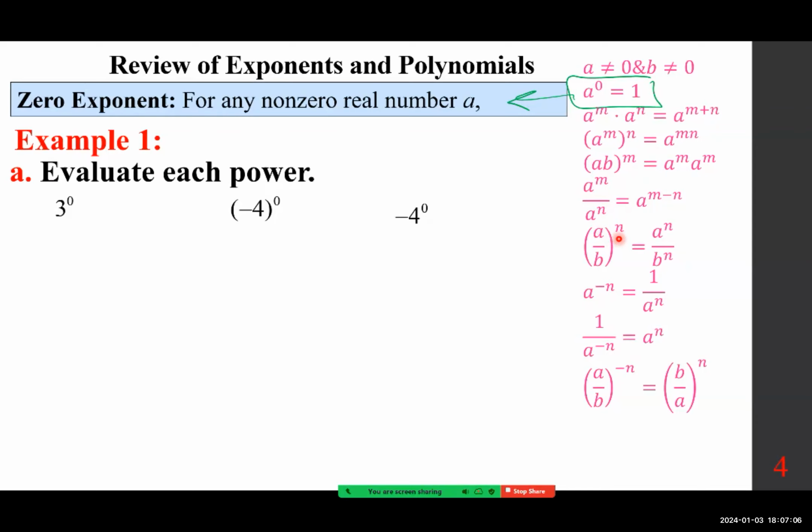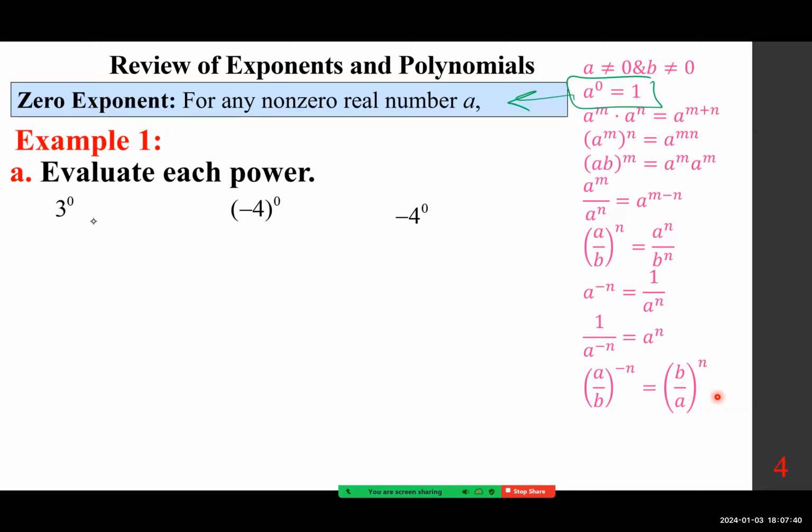This ratio to the power of n works like this one. Both of them are to the power of n. And any number to the power of negative n is 1 over the same number to the power of positive n. And 1 over a to the power of minus n is a to the power of n. Meaning, if you put these two together, basically they say, if you have a negative exponent, just move it up or down, and make it positive. And if it's a over b to the power of negative n, you write its reciprocal to the power of positive n.